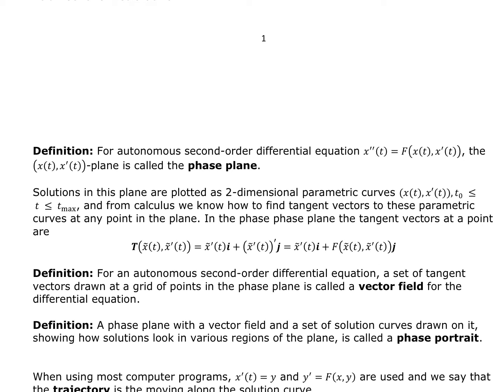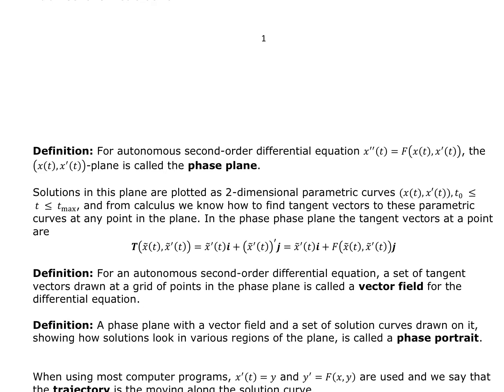For an autonomous second order differential equation where x double prime of t is equal to f of x of t, x prime of t, the x, x prime plane is called the phase plane. Solutions in this plane are plotted as two-dimensional curves (x of t, x prime of t) for t naught less than or equal to t, which is less than or equal to t max. And we know from calculus how to find the tangent vectors to these parametric curves at any given point in the plane, which is why we have to have Calc 3 before this class.